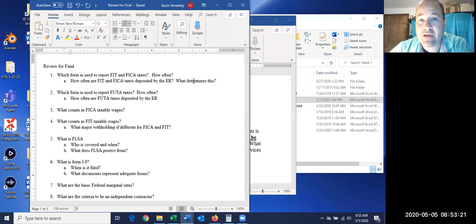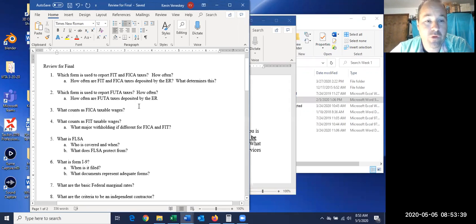Because when you start out as a new employer, you automatically start out as a monthly because you don't have a look back period. But then you could switch pretty quickly to a biweekly if you are a new company and you're pretty big already.